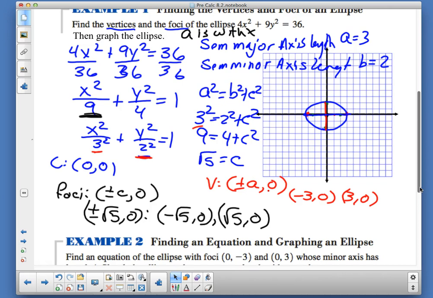Okay. Any other questions? It's good questions, guys. Okay. Now, we were asked to do the vertices, the foci, and then graph the ellipse. Okay, so we got those things going.